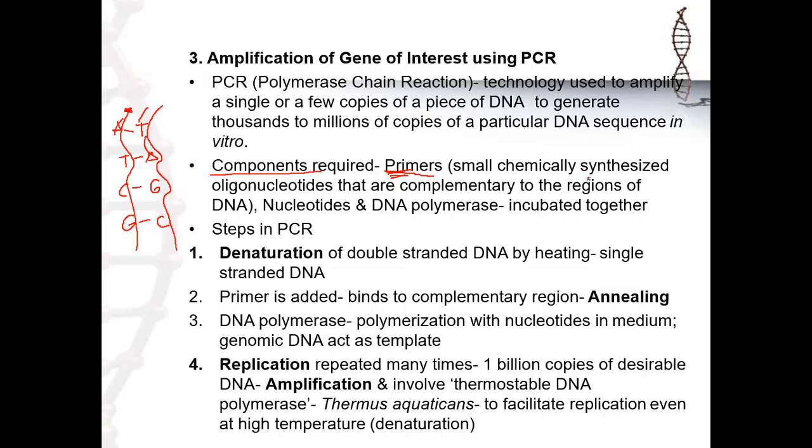Now, primers are small, chemically synthesized oligonucleotides that are complementary to regions of DNA. Complementary means it completes that region. Like we said earlier, this is only a single strand. To complete the double strand, we also add a primer so that it complements and completes the region of the DNA. So, nucleotides and DNA polymerase are incubated together. They are mixed with the nucleotides and the single-stranded DNA so that it becomes double-stranded DNA with the use of the primers.